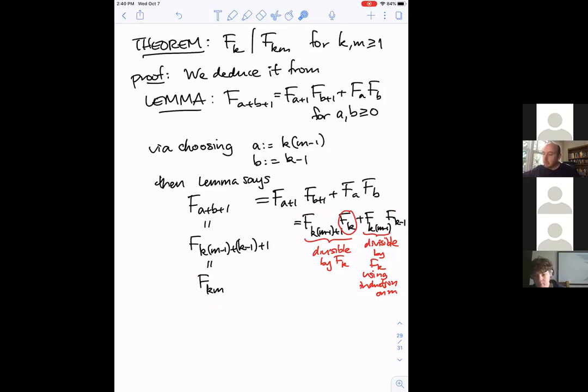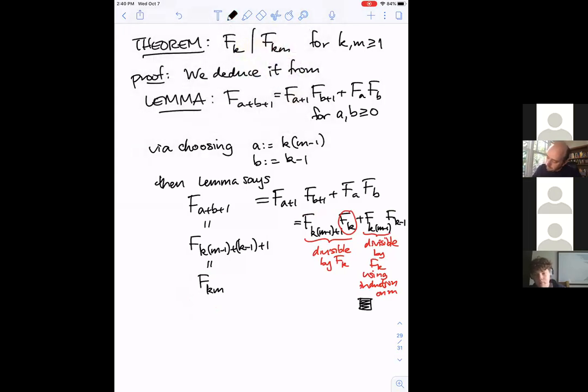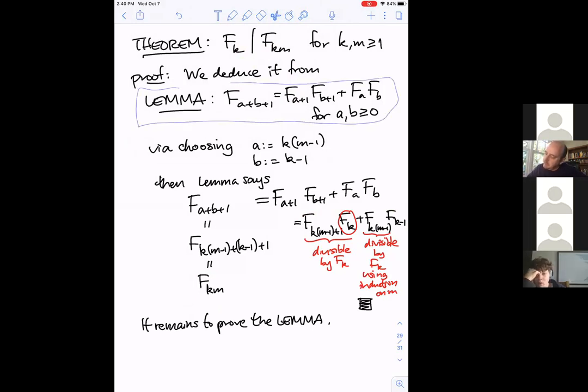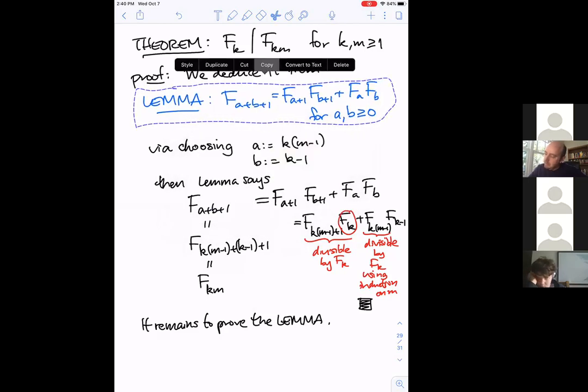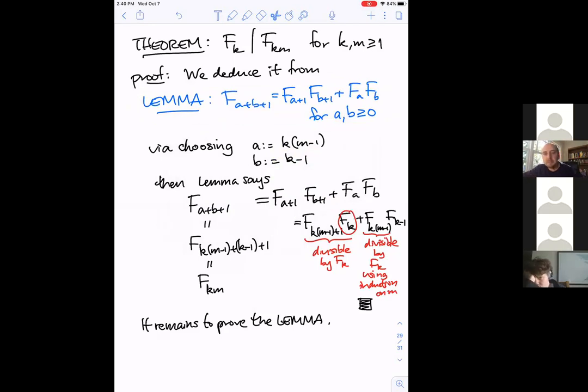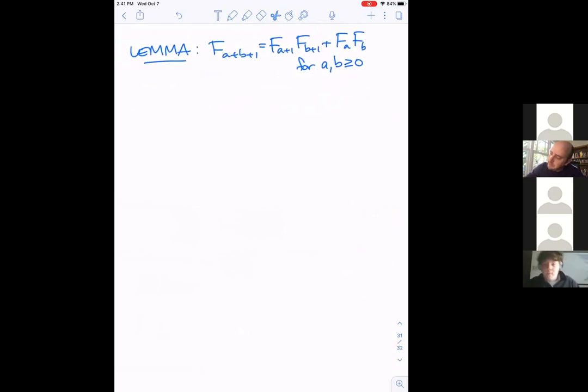So it only remains to prove the lemma. That's kind of where we were last time. But any questions about why we're reduced to proving the lemma? Let me emphasize that lemma, maybe put it in blue, maybe copy it so that we can take it to the next page. Any questions before we start proving the lemma? Okay.